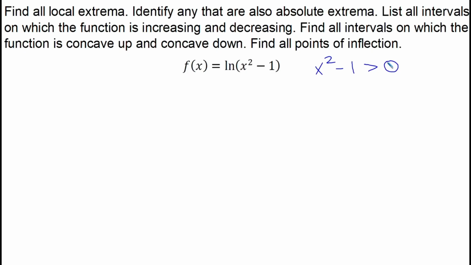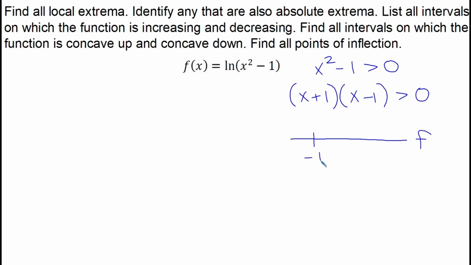Now we can solve this just like a regular old quadratic inequality, but if you're not comfortable with that, you can always factor it and say I need x plus 1 times x minus 1 to be greater than 0. You just make a sign chart for your original function, putting negative 1 and 1 on there because those are the roots of this function. And we test numbers less than negative 1, between negative 1 and 1, and greater than 1 to see when this function is actually greater than 0.